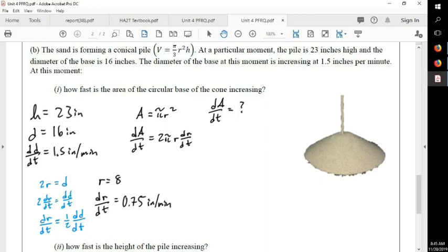Okay, so now we plug our fancy numbers in. We get 2 pi times 8 times 0.75. Now, I don't like fractions. Let's go 3 over 4, because that's the same as 0.75. The 8 will cancel out with the 4, and the 8 becomes a 2. 2 times 2 is 4 times 3 is 12, so we have 12 pi. And what are my units for that? Inches squared per minute. Oh, man, we are amazing. We are fabulous. Good job.